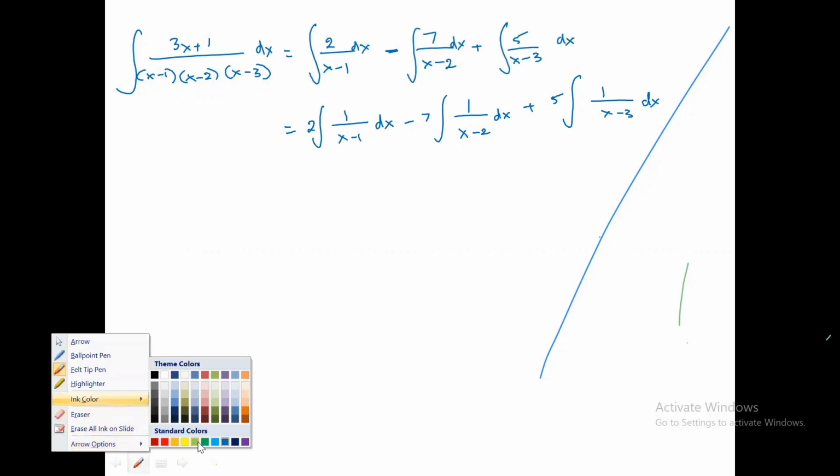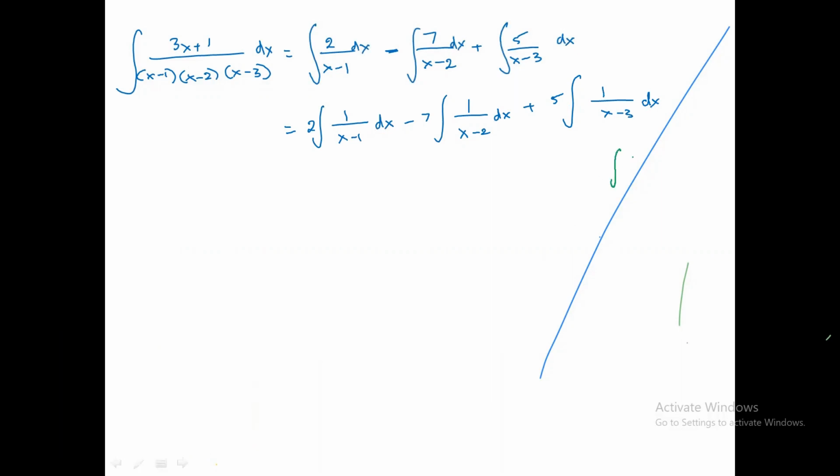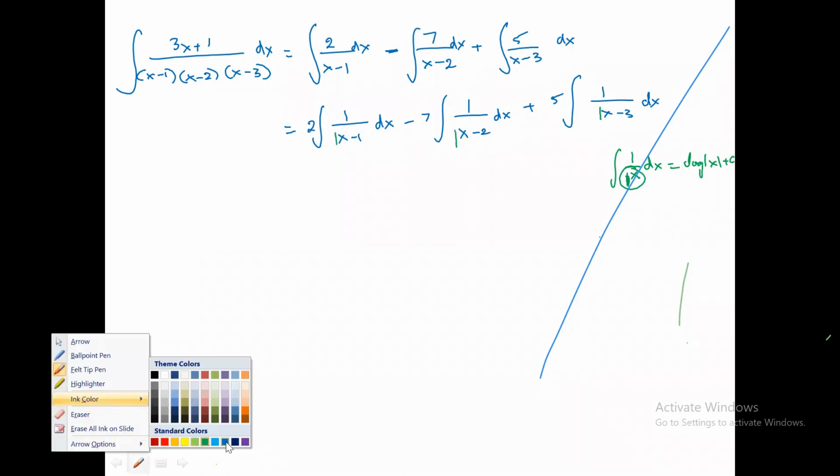To find the integral, we have a formula. Integral of 1 by x dx is log of mod x plus c. Here we can use the same formula, because here the coefficient of x is 1. Here also the coefficient of x is 1 everywhere. So the same formula we can use directly.